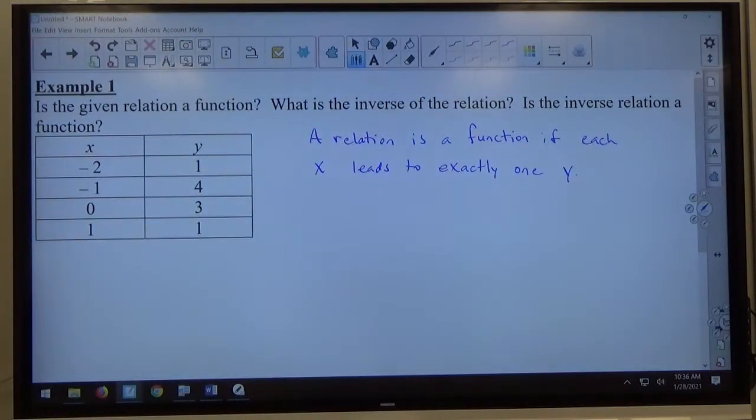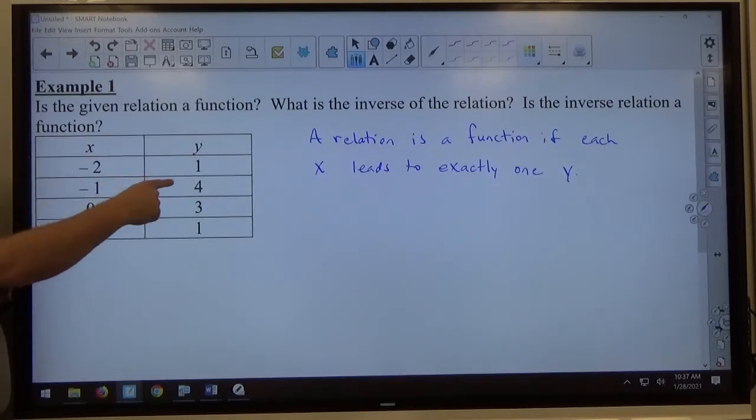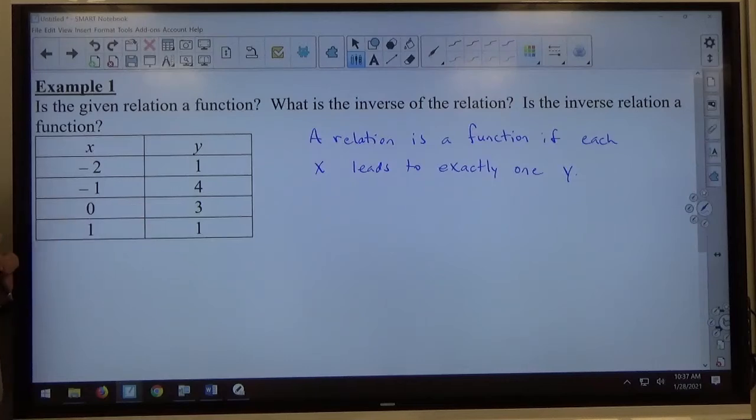All right, so looking at this given relation here, this table of values with x and y's in it, in order to establish a function, each x leads to exactly one y value. So negative 2 goes to 1 and only 1. Negative 1 goes to 4 and only 4. 0 goes to 3 and only 3. 1 goes to 1 and only 1. It doesn't matter if both negative 2 and 1 both go to 1. It just matters that they both go to one thing only. All right? So there's not a negative 2, 1 and negative 2, 2. That would be not a function.